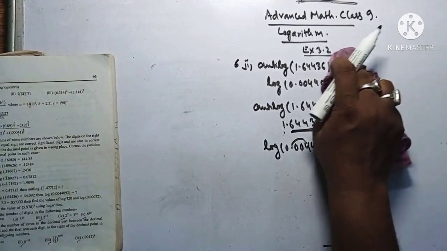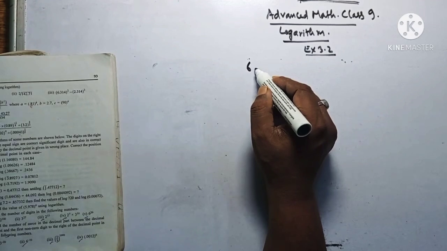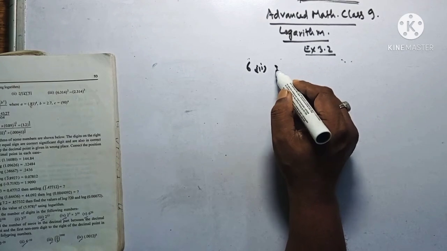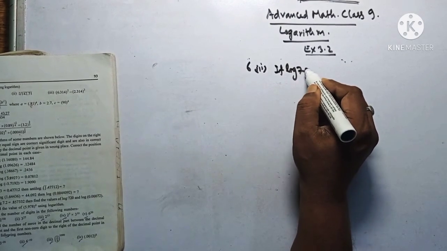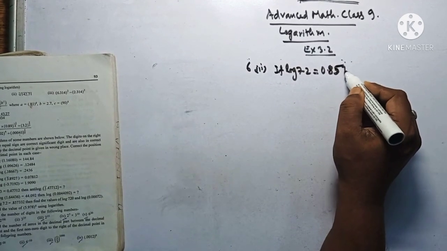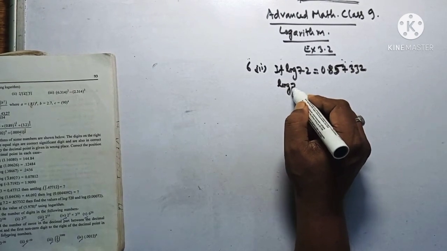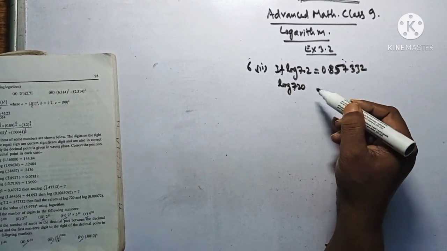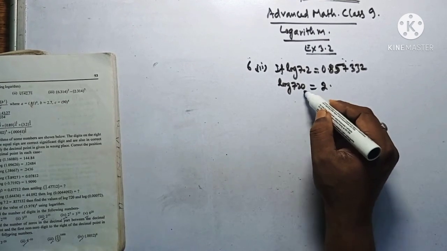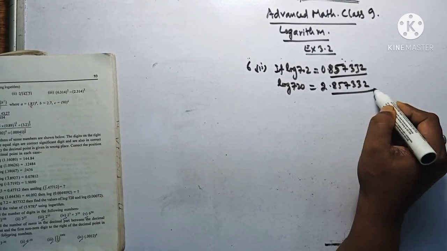Now question number 6, third. Here you see, if log 7.2 is equal to 0.85732, then you have to find the value of log 720. 7.2, again the same thing. Here you see your number has 3 digits, so your characteristic is 3 minus 1, 2, and 720 is this much, that is 85732. This is your answer.